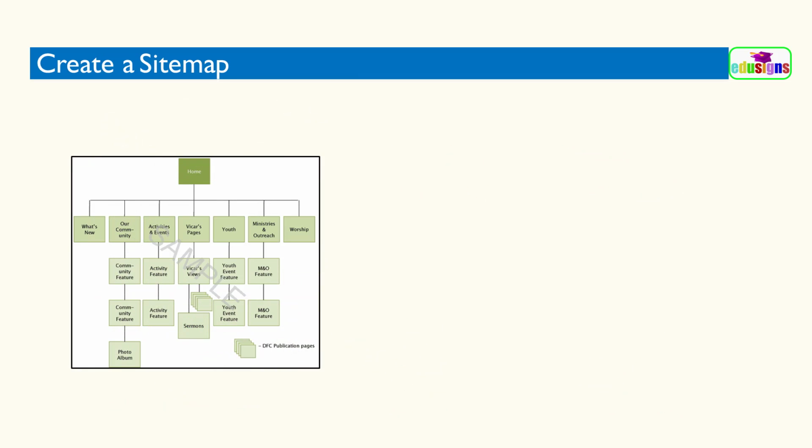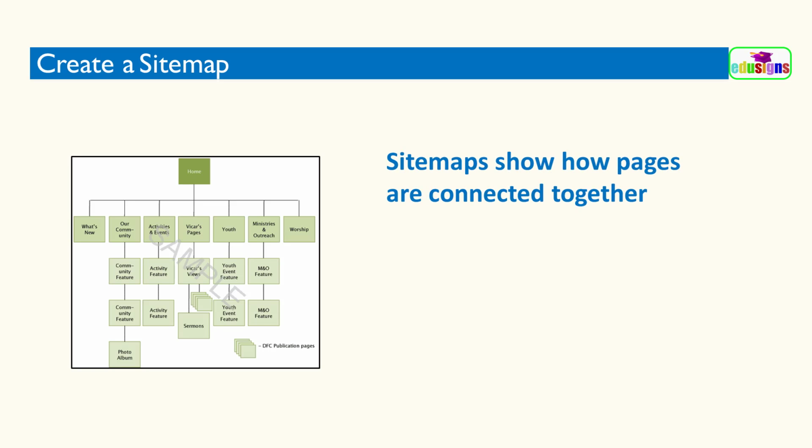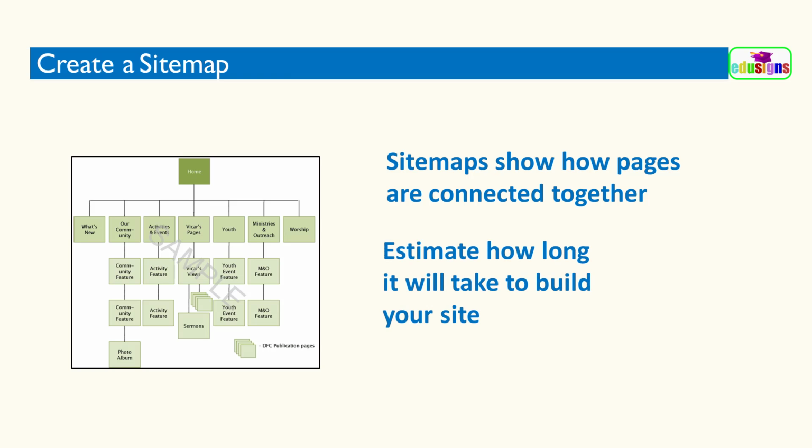Third, create a sitemap of your site. A sitemap shows the title of the pages and how they connect to each other. Think of this as an outline of your whole site. You can create it in outline form or as an organization chart. Either way works well to help you communicate what you need to do and make it easier to come up with an accurate estimate of time and costs of building your site.